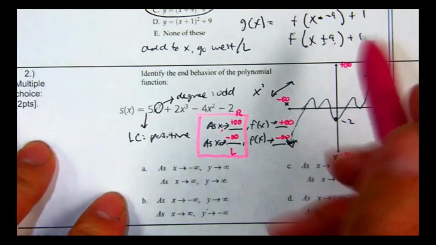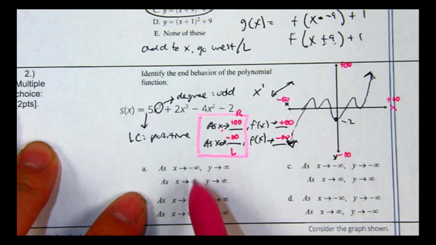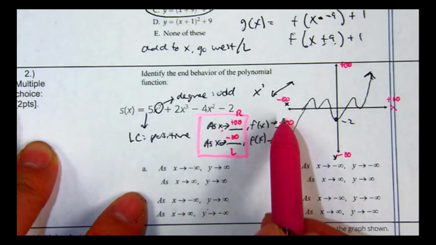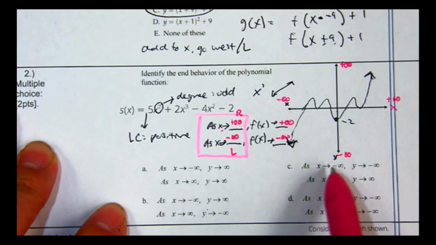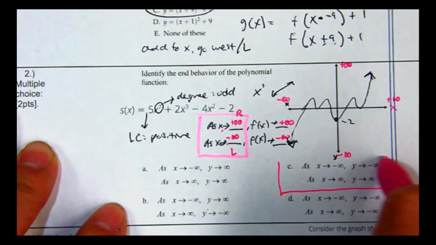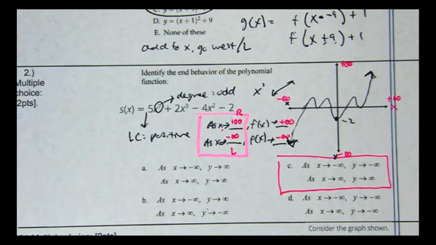And so then I'm looking for one that matches this. So they kind of mixed up the order, so pay attention to that. So positive, positive, negative, negative. Positive, positive, negative, negative. That would be this one right there. C would be my answer.